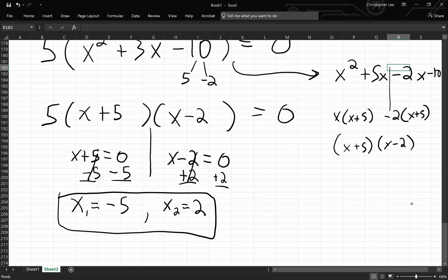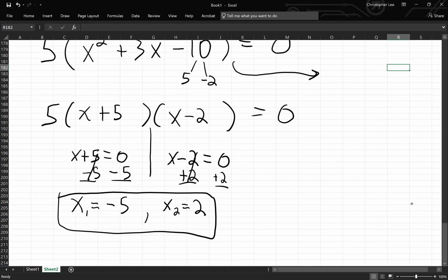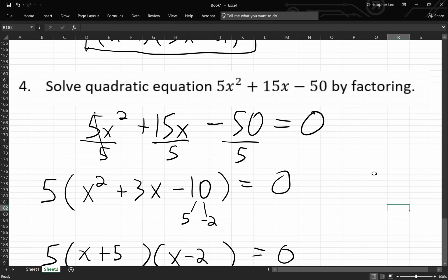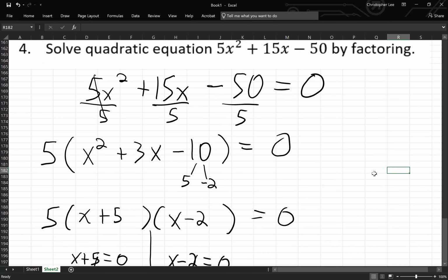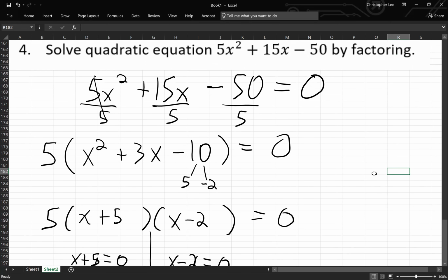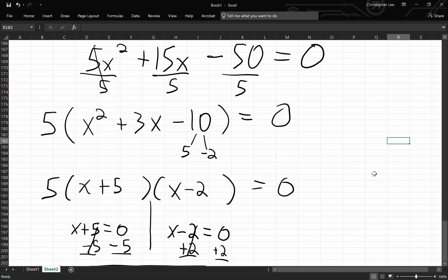Oh, you're saying like if we didn't do the greatest common factor. Yeah, we'd still get the same answer. Yeah, it would work. I get what you're saying now. Yeah, if we didn't do the greatest common factor and we just went straight, so from here, the 5x squared plus 15 minus 50, right? If we just did the AC method from here, right? It would still give me the right answer.